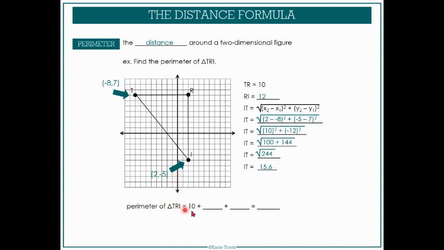So now that I'm here, I got all my distances around the shape. To find the perimeter, we're going to add all the distances together. So we got 10 from TR, 12 from RI, and 15.6 from IT. You add all those together, that gives us 37.6. And there we go. All good to go.